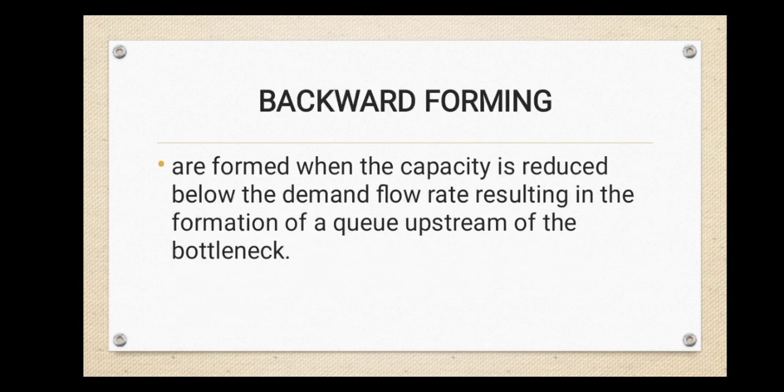So next is the backward forming. Backward forming shock waves are formed when the capacity is reduced below the demand flow rate, resulting in the formation of a queue upstream of the bottleneck. The shock wave moves upstream with its location at any time being the end of the queue at that time. This may occur at the approach of a signalized intersection when the signal indication is red, or at a location of a highway where the number of lanes is reduced.